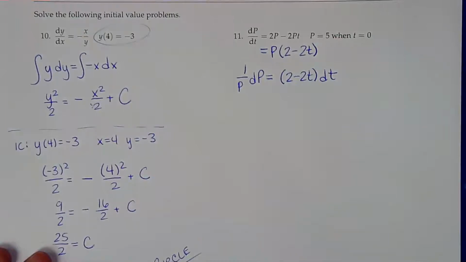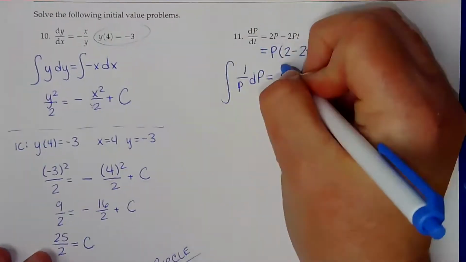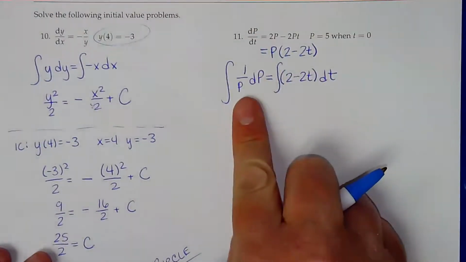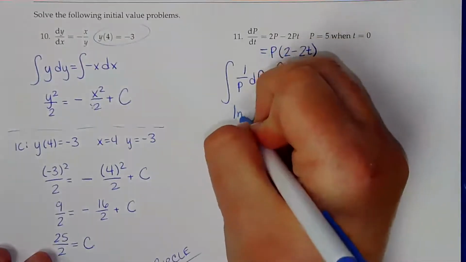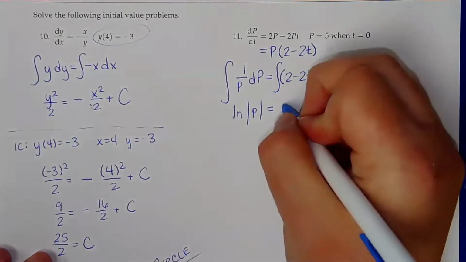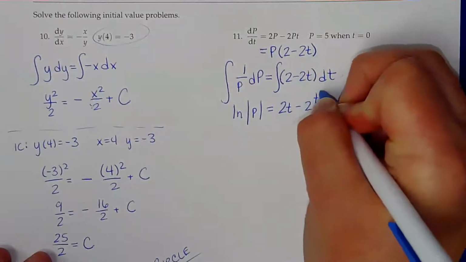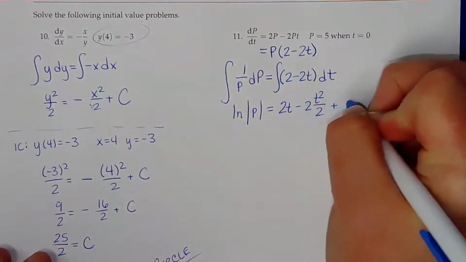So it looks like I have everything with the p on one side, everything with the t on the other. I'm ready to integrate. So 1 over p, that's going to be natural log of p. And then this is going to give me, I'll do term by term, 2t minus 2 times t squared over 2 plus C.